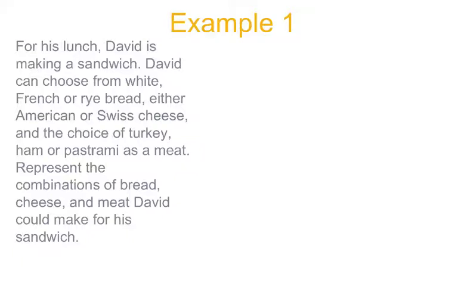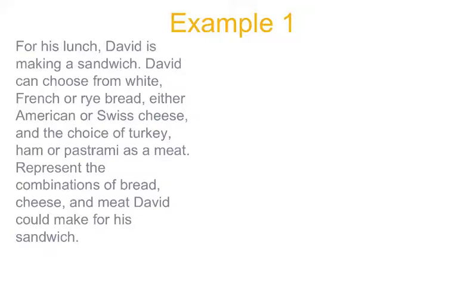He can choose from white, French, or rye bread, either American or Swiss cheese, and the choice of turkey, ham, or pastrami as a meat. Represent the combinations of bread, cheese, and meat David could make for his sandwich. Now, this is a long example, so if you need to pause the video, go ahead and hit that button so you can copy it down, and then you can follow along with me.